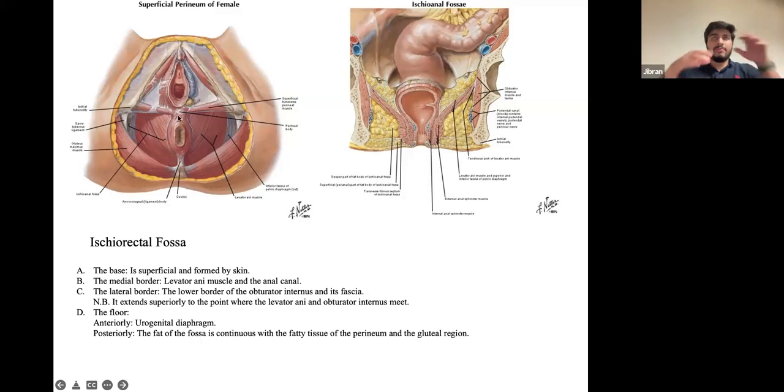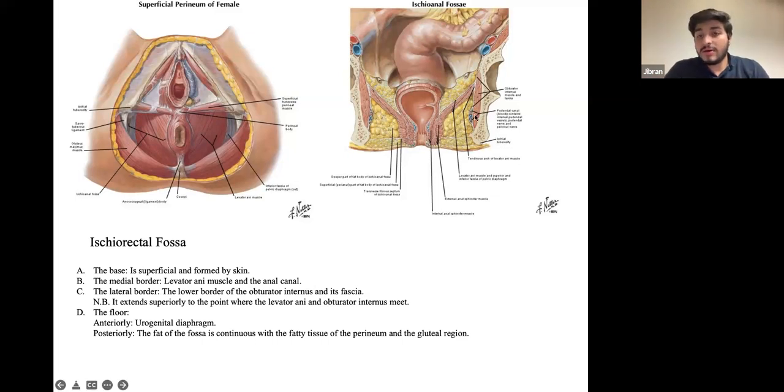This is a view from the bottom up, and this is sort of a coronal section. This is the anus, and on each side of it is the ischiorectal or ischioanal fossa. You can see it's full of subcutaneous tissue. Now, another important thing in the ischioanal fossa is this. What is this? This is a neurovascular bundle.